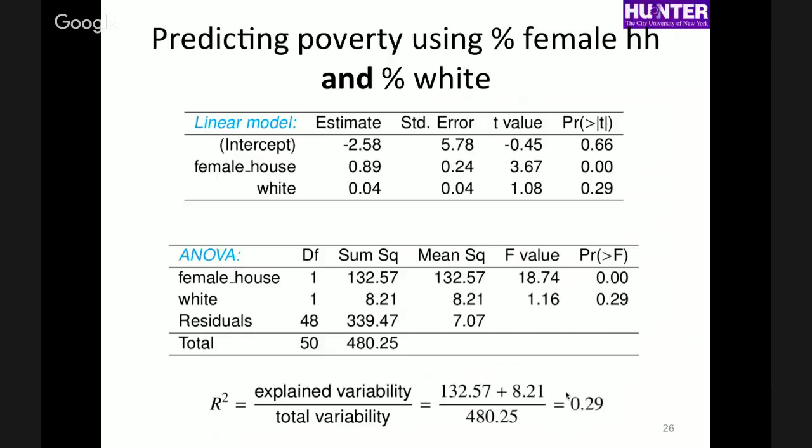Well, we're adding to the numerator here. We're adding to the explained variability. It goes up. Yeah, every time you add a variable in a multiple regression model, R-squared goes up.